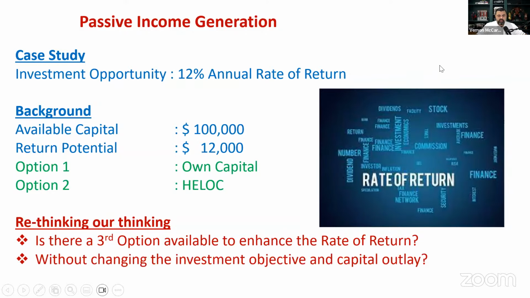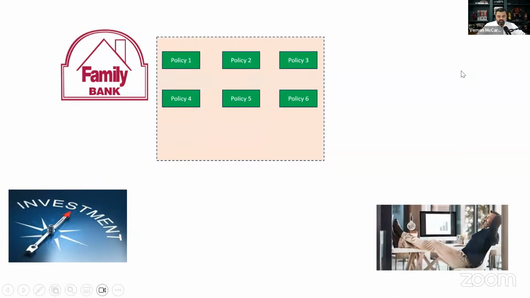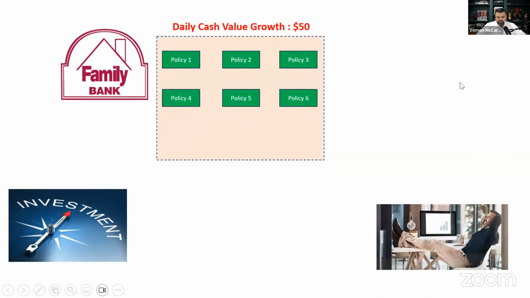They decided to use their policy system without changing the investment objective or the capital outlay. They just changed the process. That's all they changed, is the process that they used to finance the opportunity. So similar situation here. I've got to repurpose these slides, but this policy system is growing by $50 a day. I have single policies that grow by $50 a day. The more you put in, the more you get.